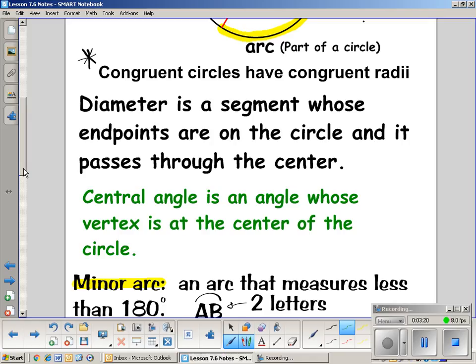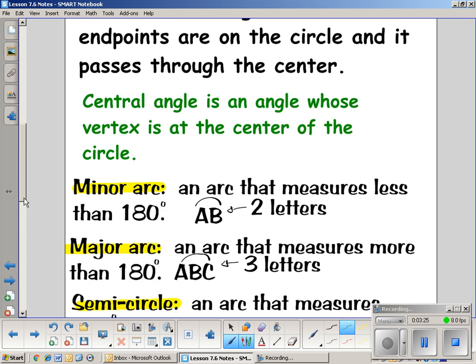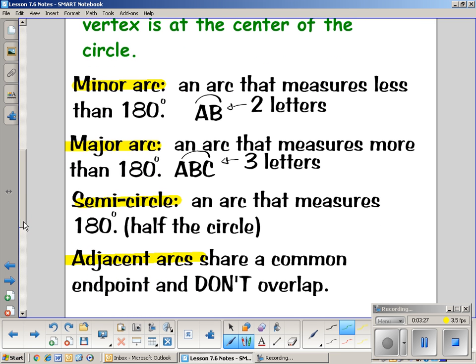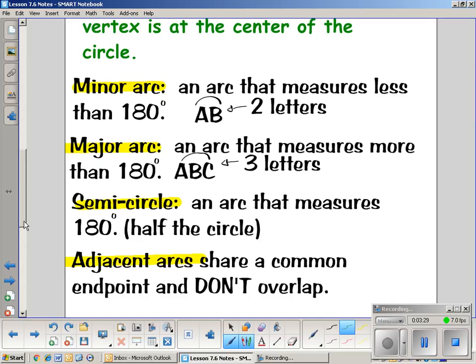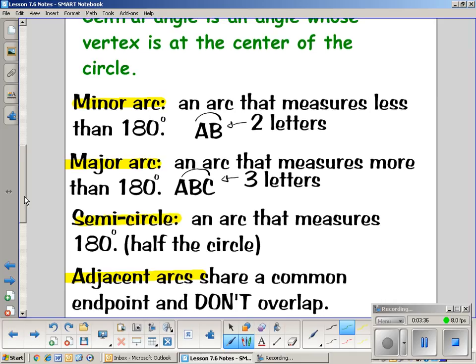The diameter, we just said, its endpoints are on the circle and it passes through the center. Minor arc measures less than 180 degrees. Minor arc measures less than 180 degrees. And what I'm getting at here is this is how you label it. This is how you label a minor arc. The endpoints of the arc, okay, are the two letters you use. And if it's a minor arc, you only use two letters.